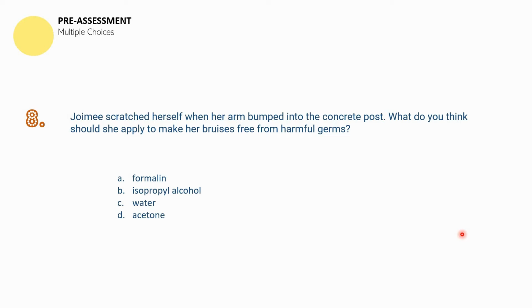Joy scratched herself when her arm bumped into the concrete post. What do you think she should apply to make her bruises free from harmful germs? A, formalin. B, isopropyl alcohol. C, water. D, acetone. Pause this video if you need more time. If you have decided to continue, let us move to question number 9.